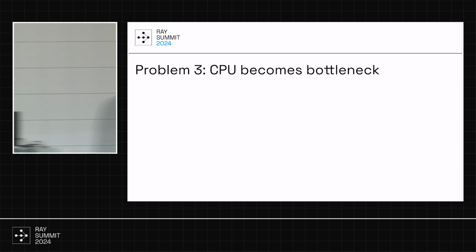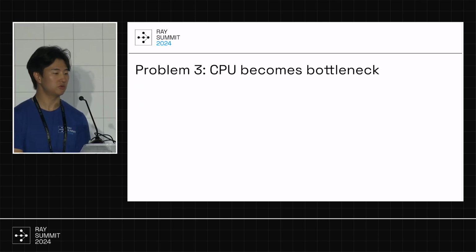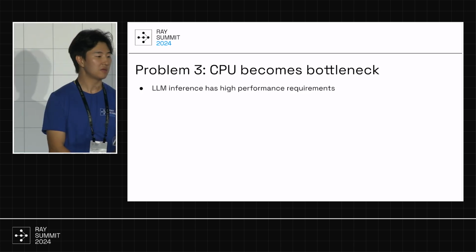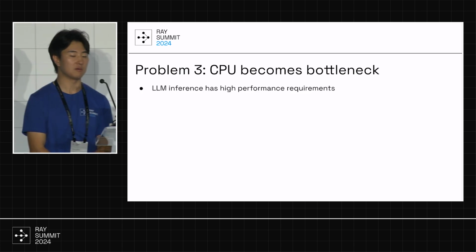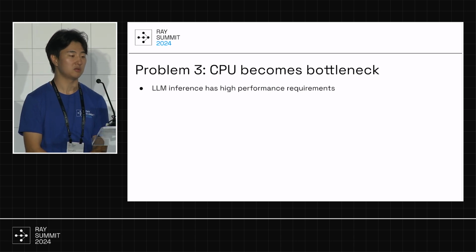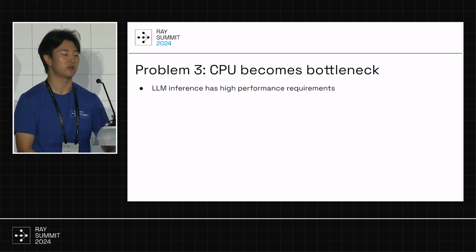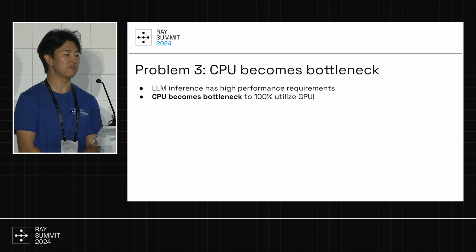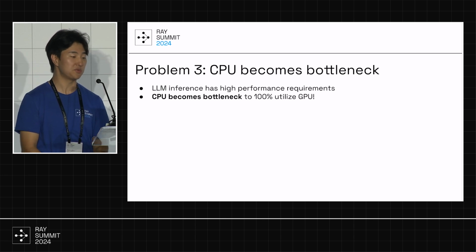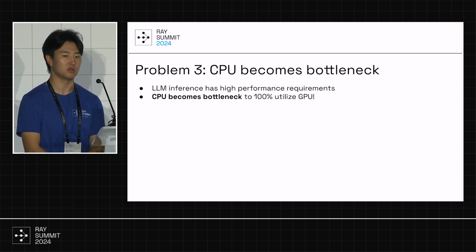Okay, so we are going to the third problem. The CPU becomes a bottleneck. So LLM inference has very high performance requirements. So typically, when you have a Llama 8B model and you have an H100 GPU, it can only take like 10 to 20 milliseconds or lower for generating a single token for multiple batches. So in this case, the CPU can become a bottleneck to 100% utilizing the GPU of your engine.